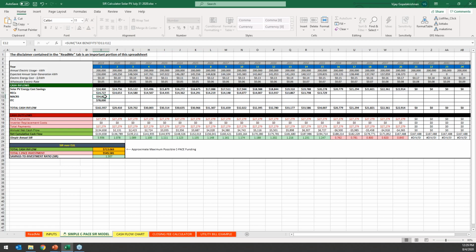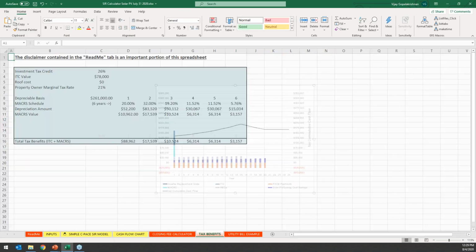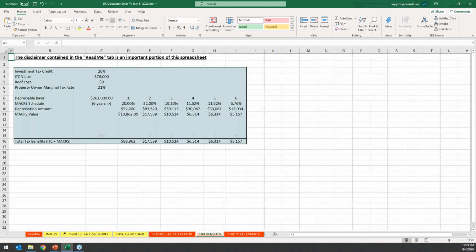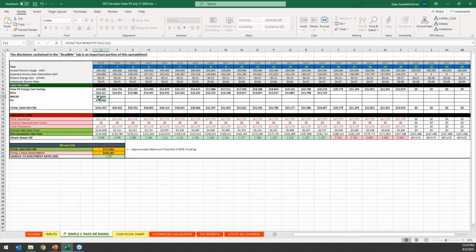The MACRS depreciation is based on the 21% marginal tax rate we entered. That's calculated in the tax benefits charge tab. If you're interested in looking into how that's calculated, it's all available. That's $54,000, $55,000, and then we have the ITC income tax credits of $78,000. So we have the total cash inflow over 20 years at the bottom right here.